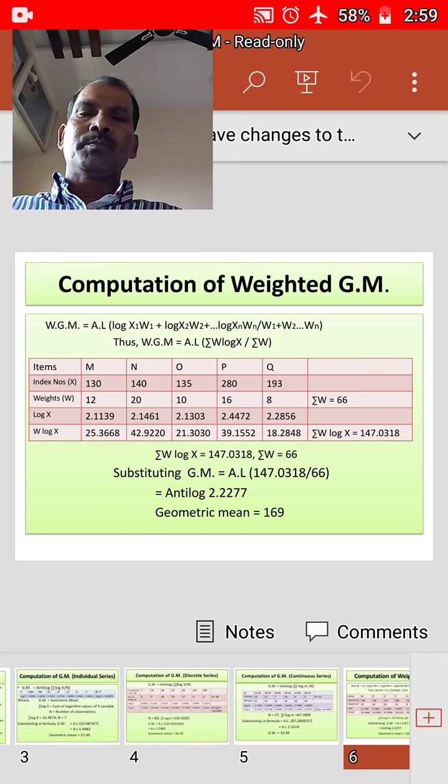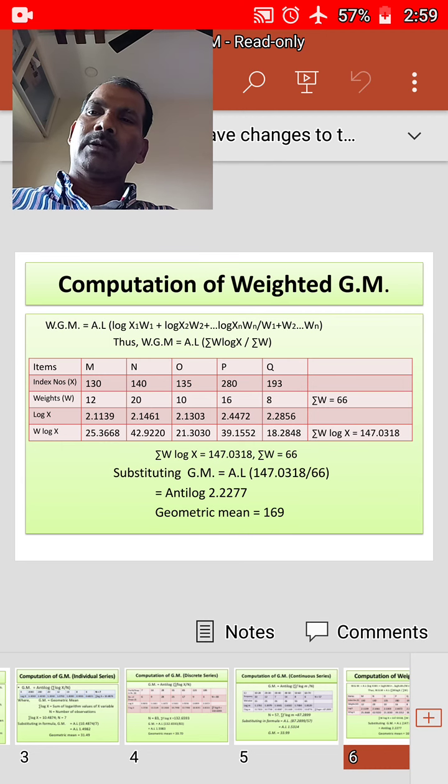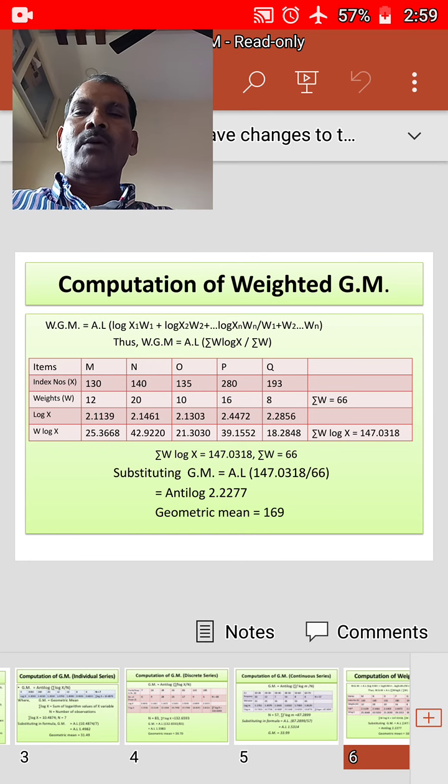Now, one example we will consider here for a comprehensive understanding of the weighted geometric mean. Items are given, that is m, n, o, p, q. There are 5 items, and their corresponding index numbers are also given, that is 130, 140, 135, 280 and 193. Weights are also given, that is 12, 20, 10, 16, 8 respectively. Now we need to find the weighted geometric mean.